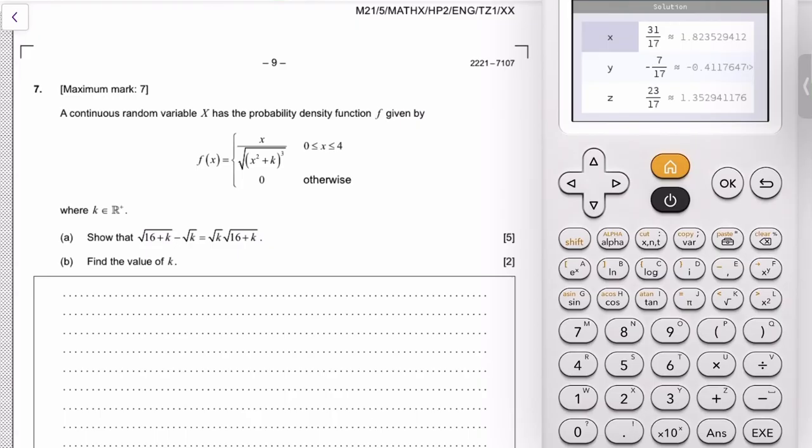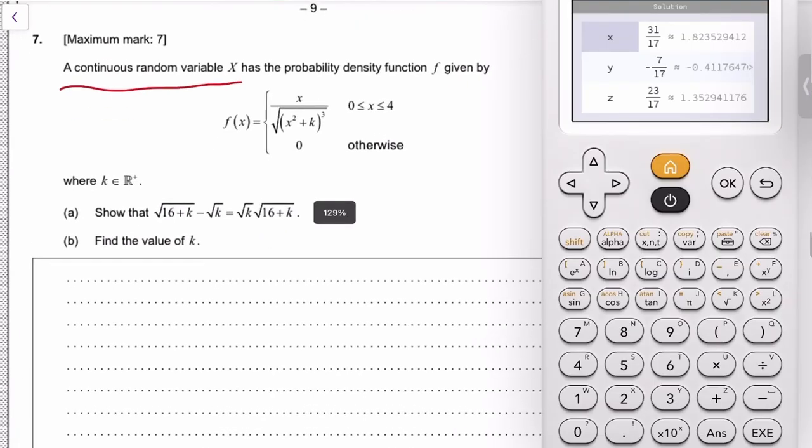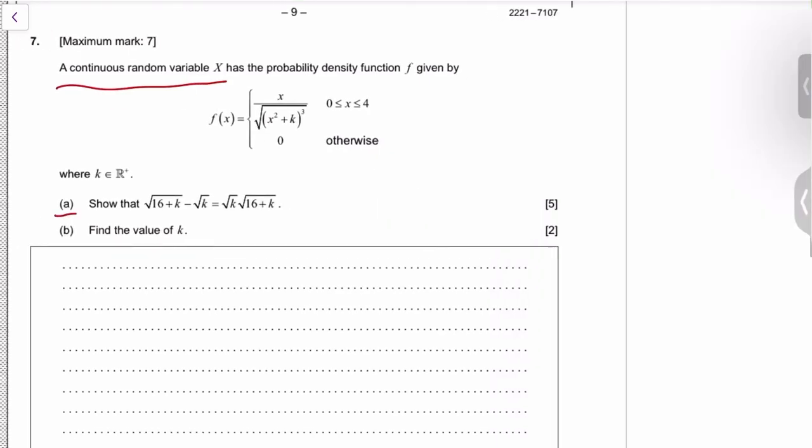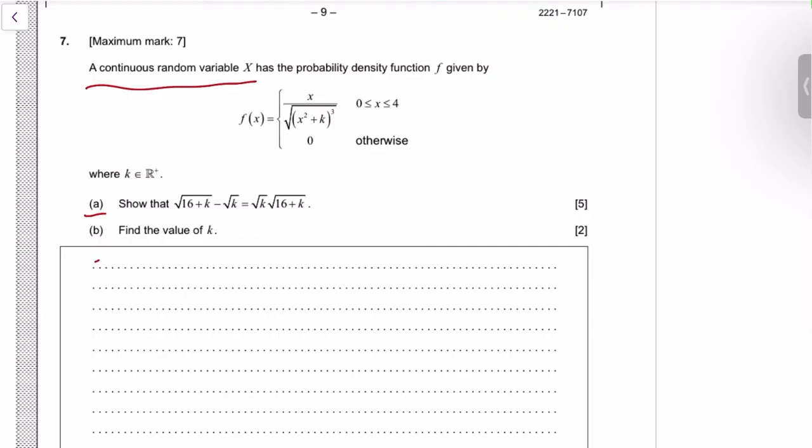This one is a continuous random variable. Part A, it says nothing, but just show this. Oh, since they didn't say anything, I guess we'll use the only thing we know for a random variable, the fact that the total probability has to be 1. So I'll probably integrate the thing from 0 to 4, because for a continuous random variable, integration gives you probability, and the total probability should be 1.